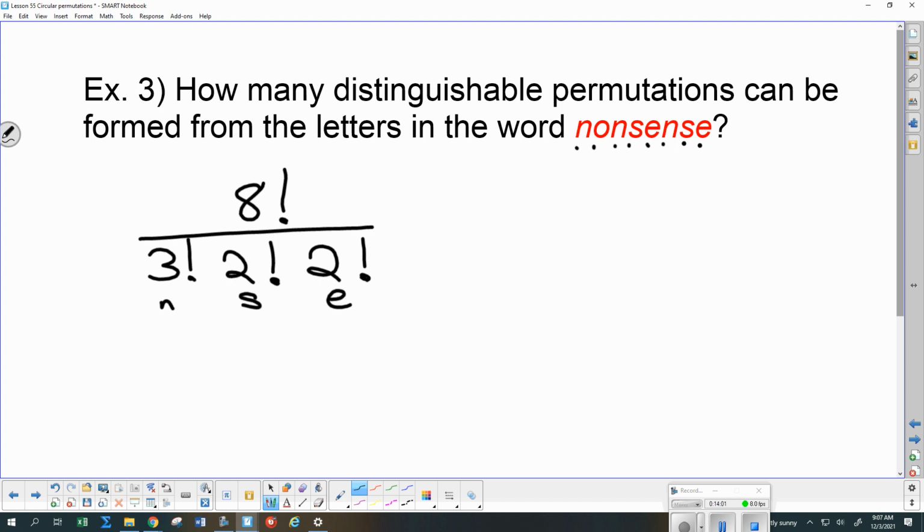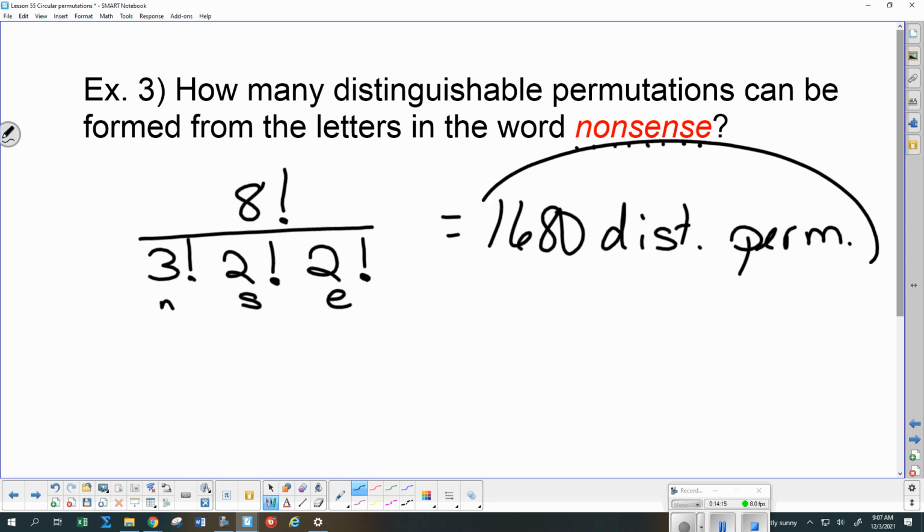Punch this in your calculators and let me know what we come up with on that. Molly, 1,680 distinguishable permutations. Does that make sense to everybody? Okay, let me pause this and I'll hand out your homework papers.